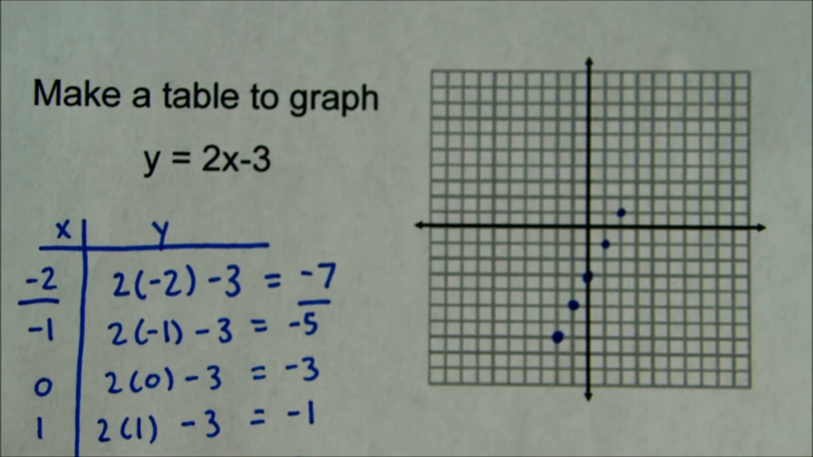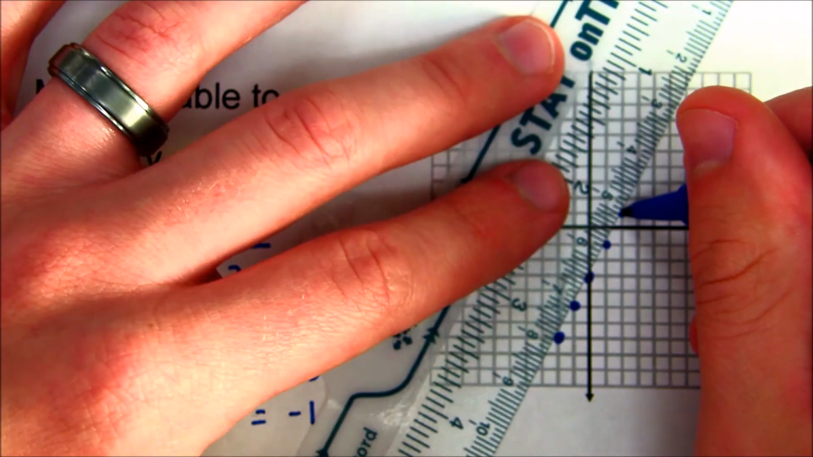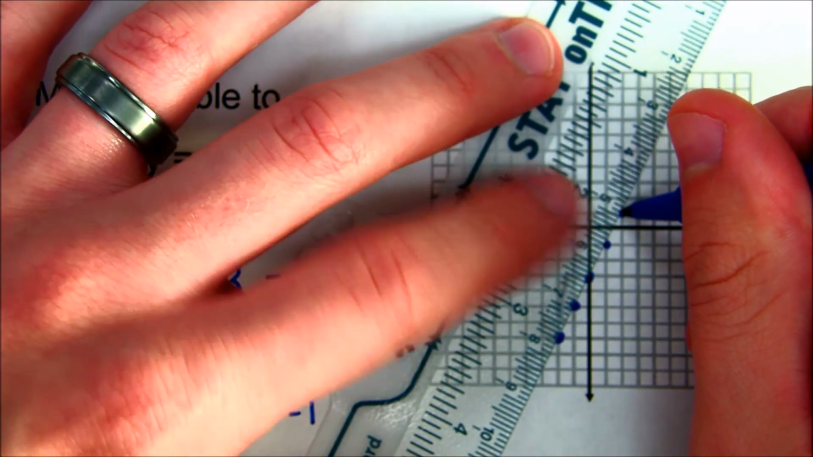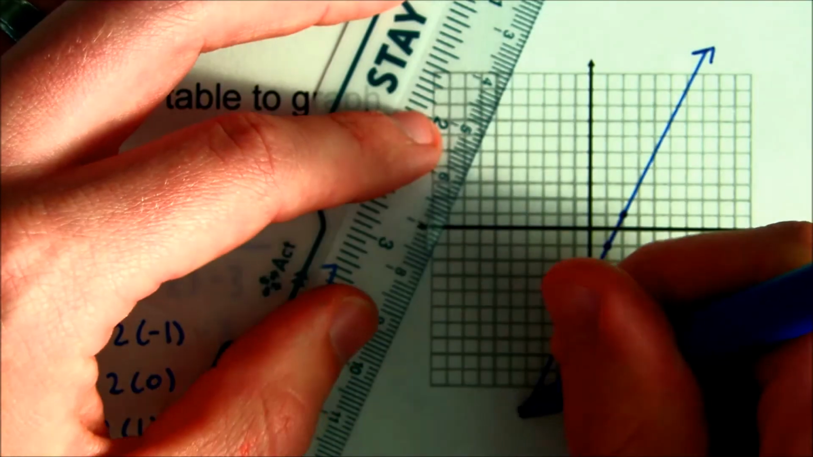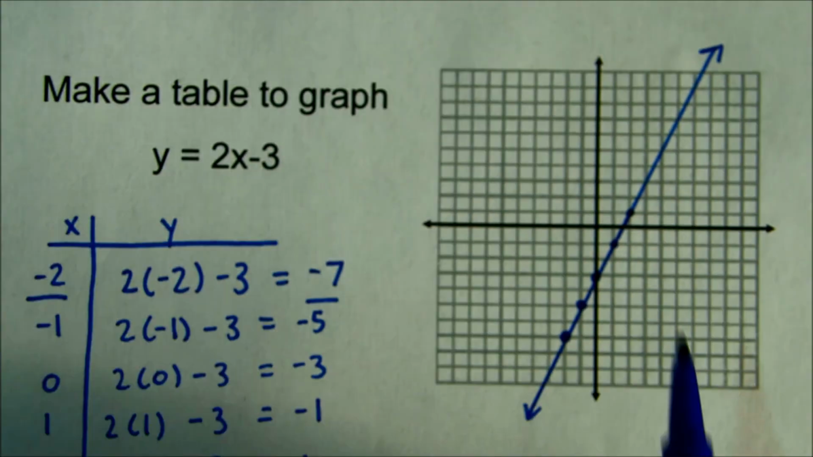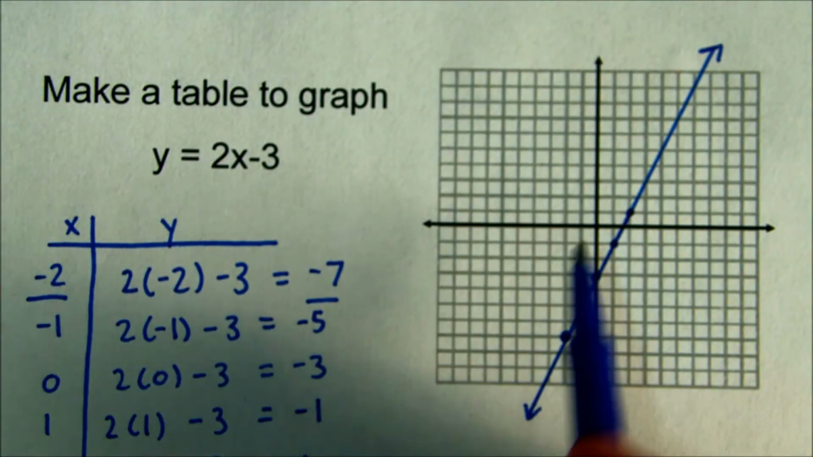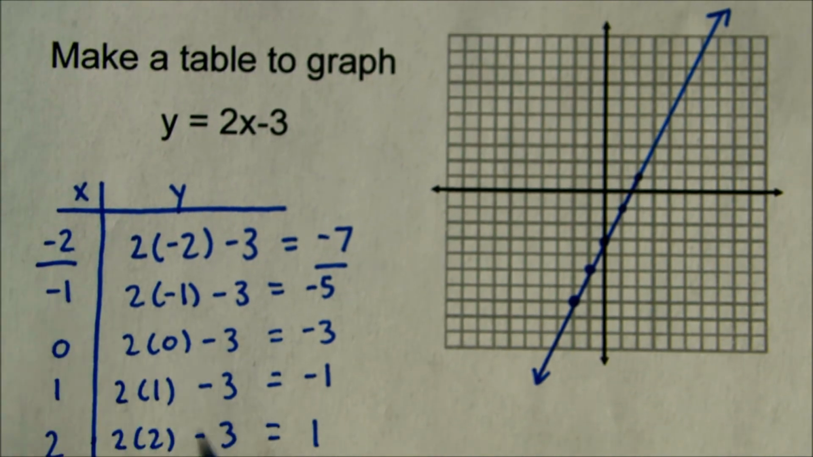In this example, I'm going to go ahead and connect them because there are numbers in between, and we'll talk about the difference between what is called discrete and continuous later. But there are numbers here. For example, I could plug in -1/2 if I wanted to, but in this case I kept it positive. So that's how we use a table to graph a line.